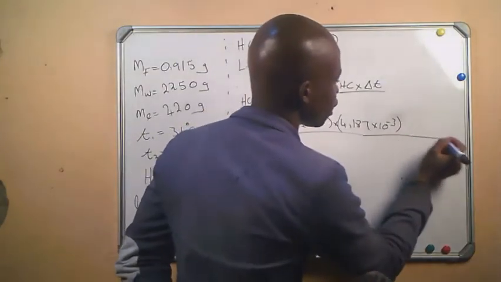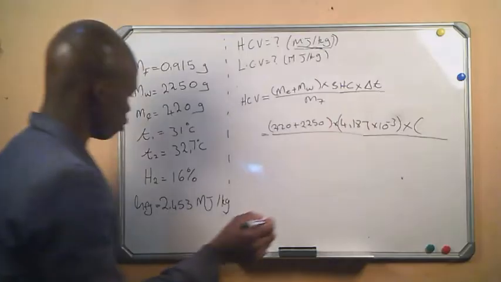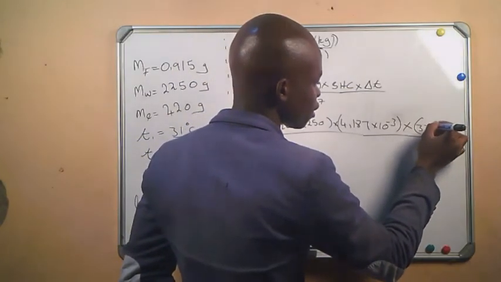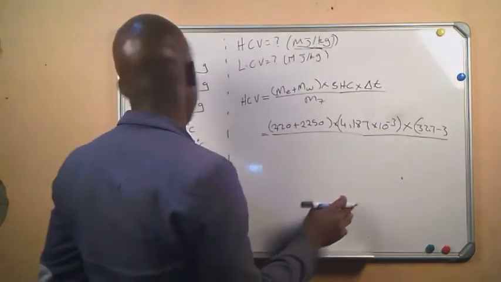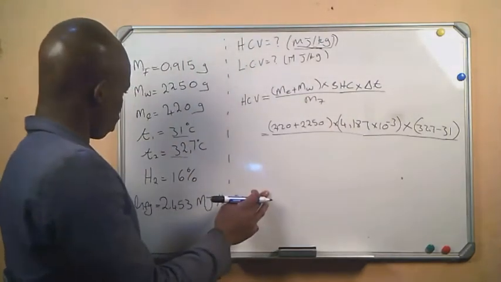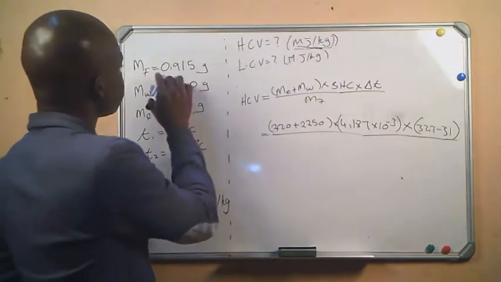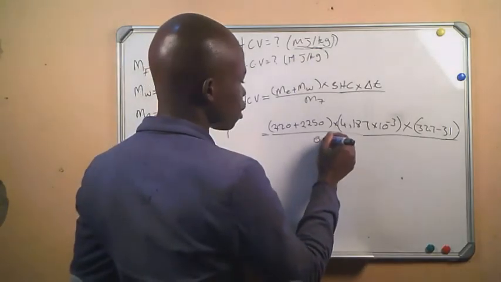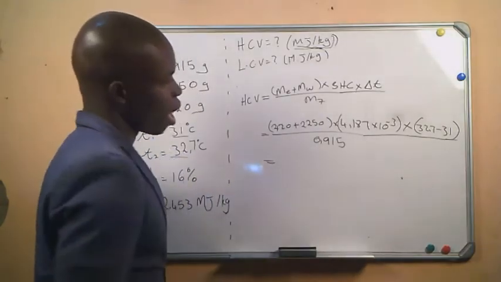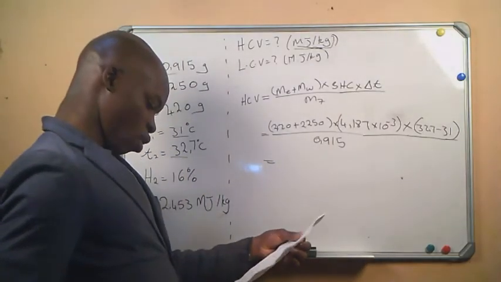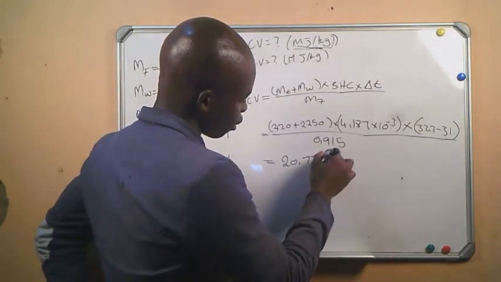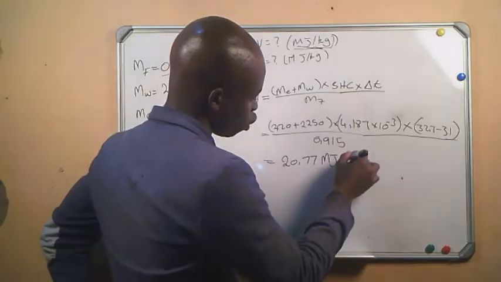And then our change in temperature is this minus this, which is 32.7 minus 31 degrees Celsius, divided by the mass of the fuel. This is our mass of fuel, which is 0.915. And then we get our answer, which I got as 20.77 megajoules per kg.